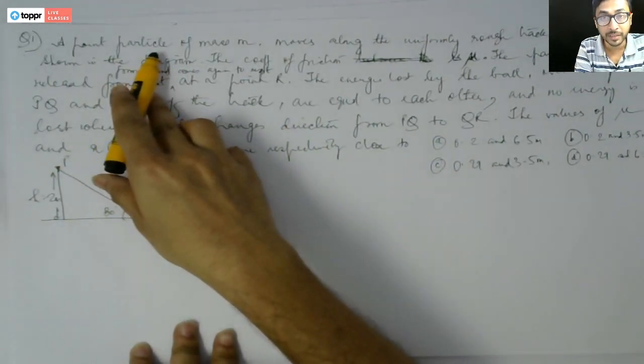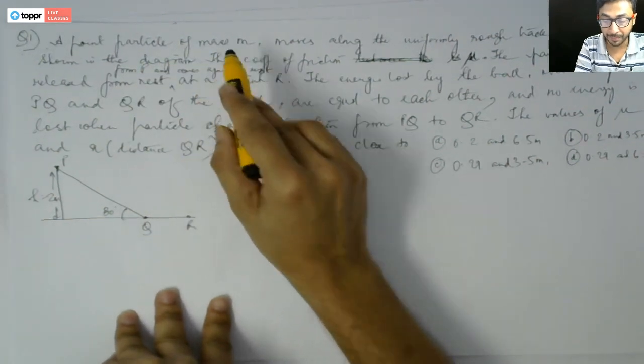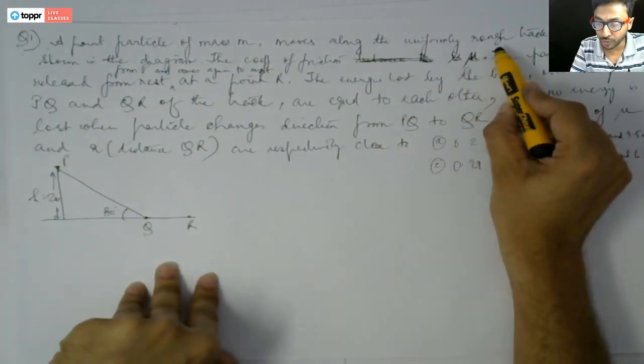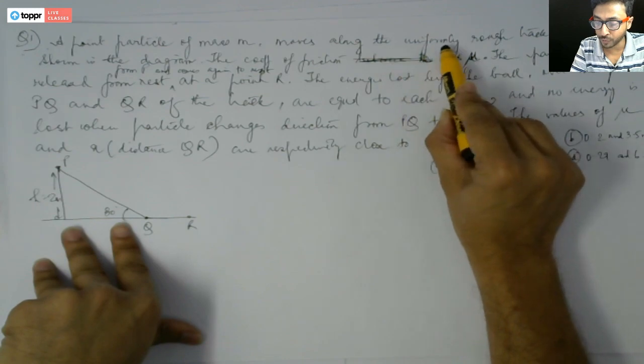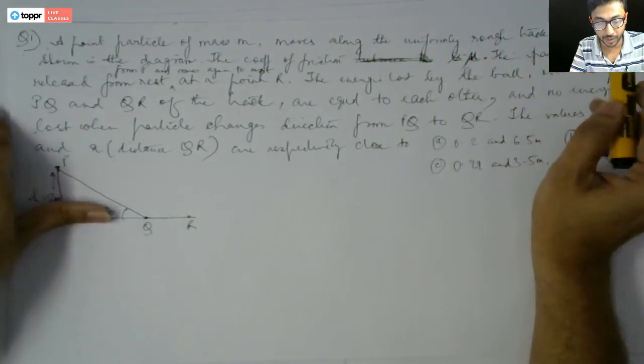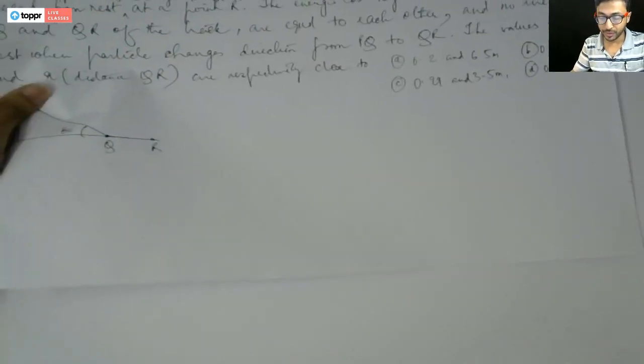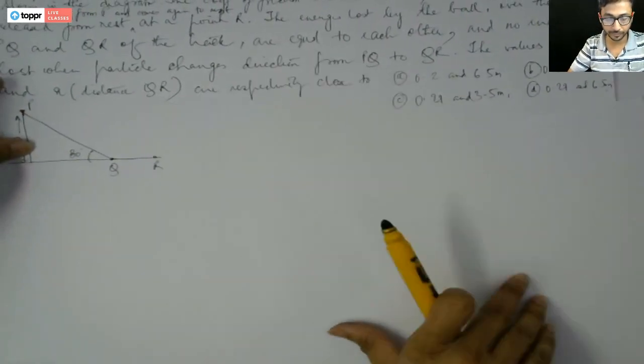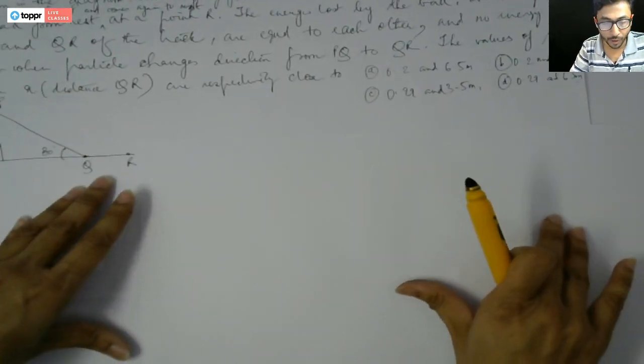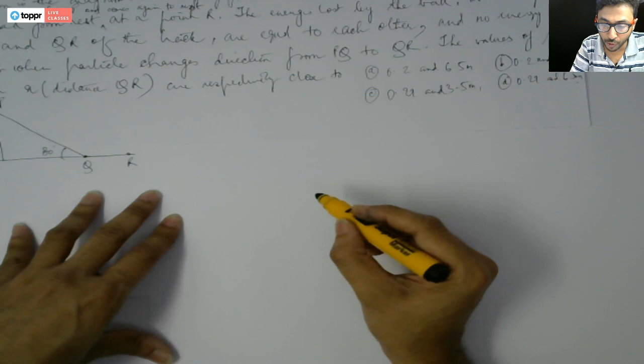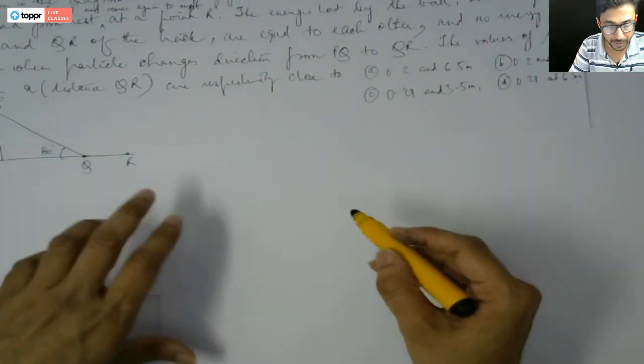A point particle of mass m moves along the uniformly rough track PQR. I'll draw it once more. A point particle of mass m moves along the uniformly rough track PQR.